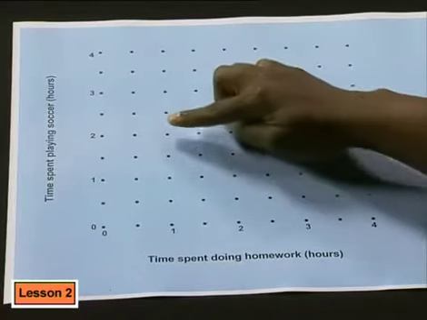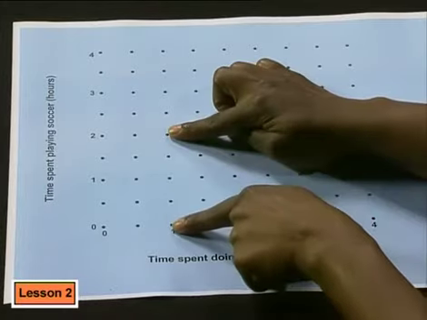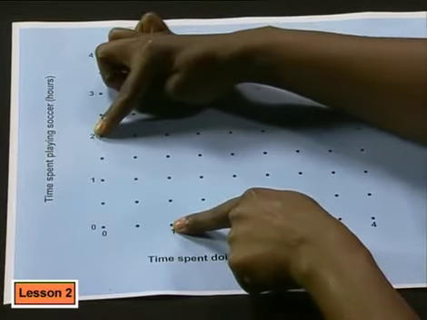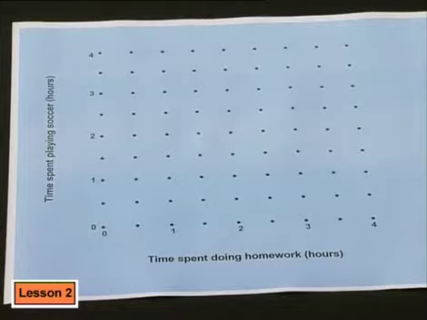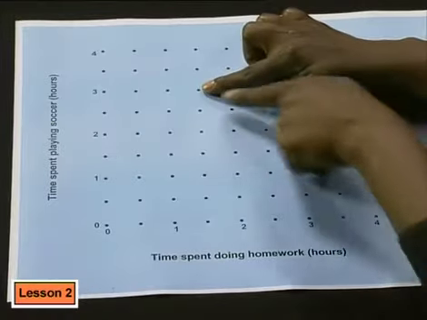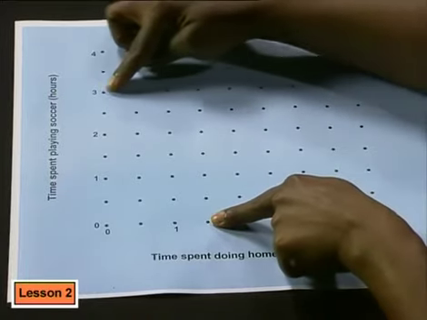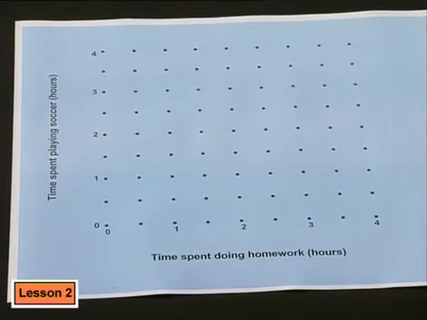Good. Now let's look at this point on the grid. It represents 1 hour of homework and 2 hours of playing soccer. Let me try that. This point corresponds to 1.5 hours of homework and 3 of playing soccer. You've got it. Now, hold it.